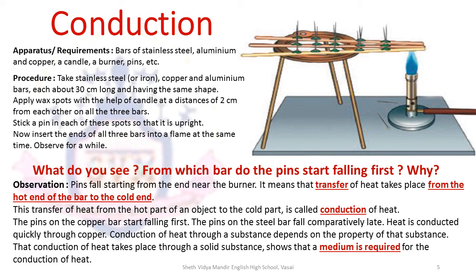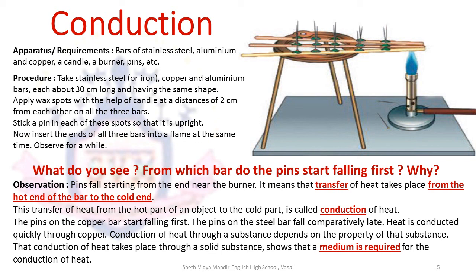Now there are two things that we will understand from this. First, transfer of heat from the hot part of the object to the cold part is called conduction. Secondly, a medium is required. There is a medium that is required for conduction because it's a direct contact, so you need there to be something that will transfer the heat. There has to be a medium, something in between.